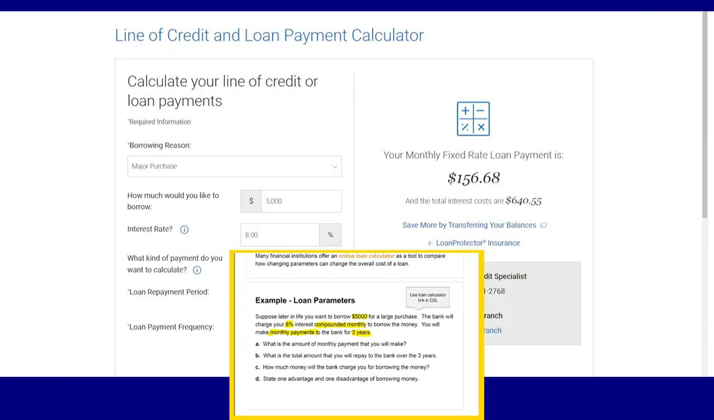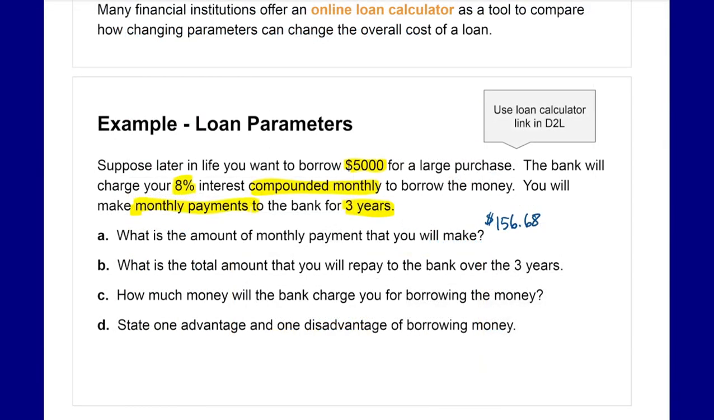And RBC has said that based off of this, our monthly payment is going to be $156.68. So that's how much we're going to have to pay back. Now, it's already gone through and given us the total interest cost, but let's calculate that one by hand so we can see the difference and work through it.